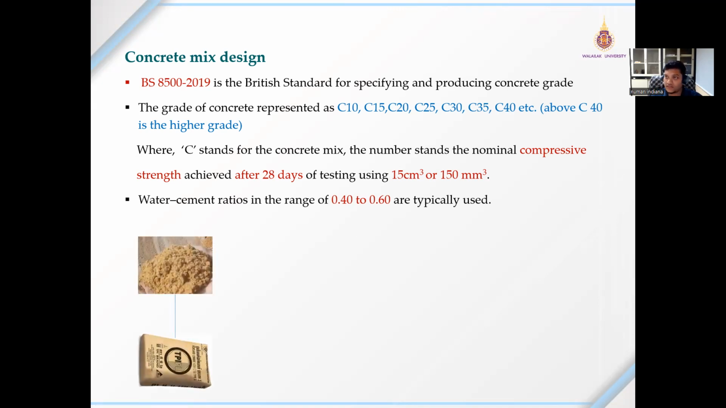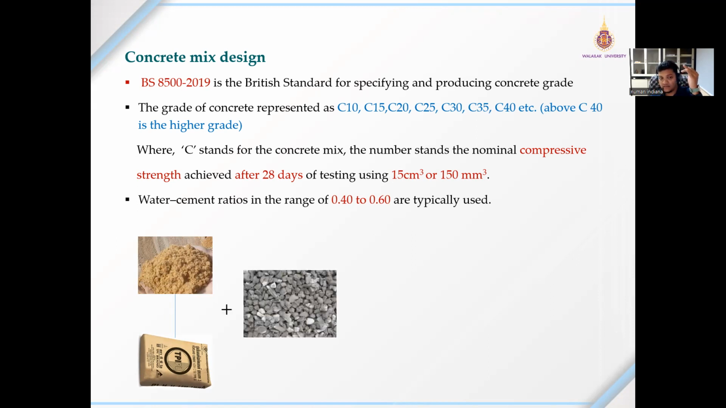The process of concrete mix design is, as I said, the ingredients are cement, sand, gravel, and water. First we will add cement and sand and mix them. And then we will add the gravel, the coarse aggregate. For sand, we call it a fine aggregate, and for gravel, we call it a coarse aggregate. Then we will mix in this mixer for 3 minutes. We call this the dry mixing.